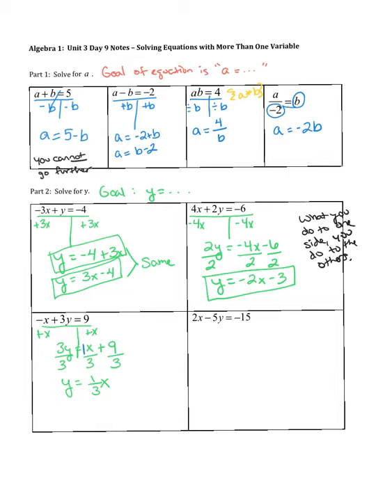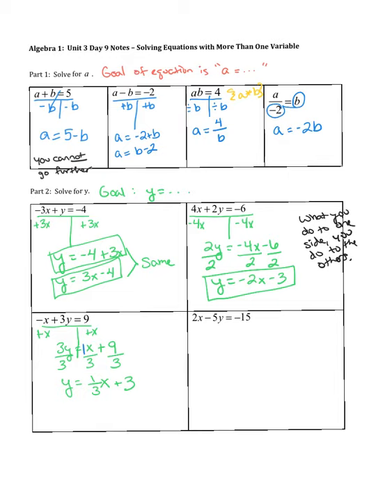What's 9 divided by 3? 3. So what I did here is what I've done and what you've done since chapter 2. You divide by whatever is in front of the variable you want. We want 1y. We didn't want 3 y's. We wanted 1y. So we had to divide by that.